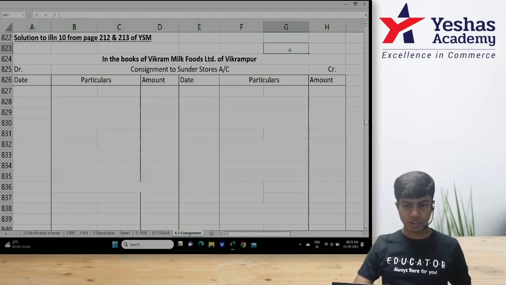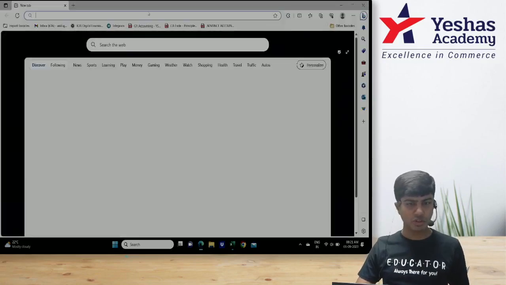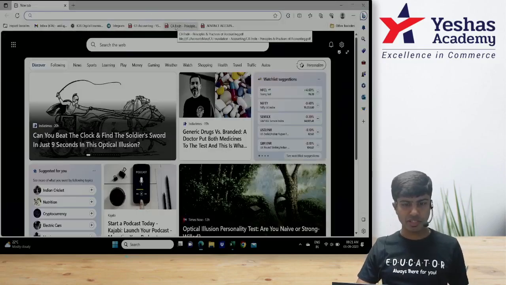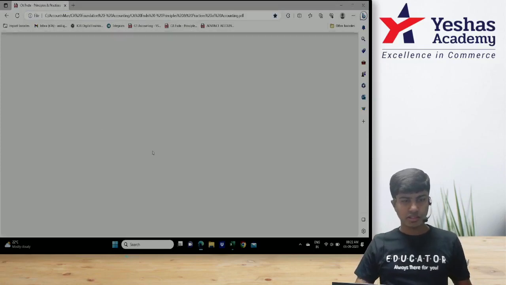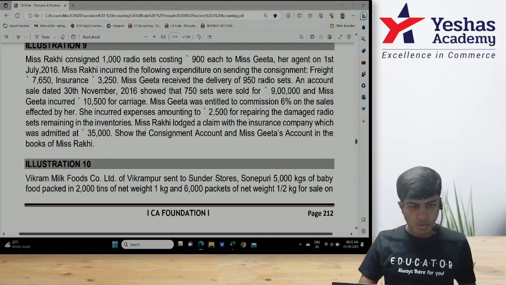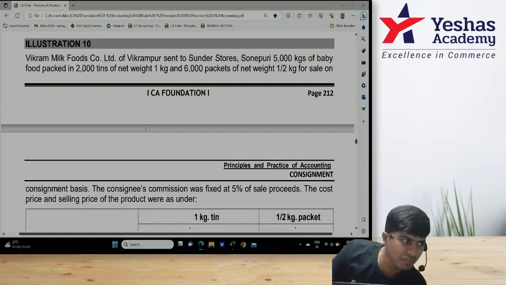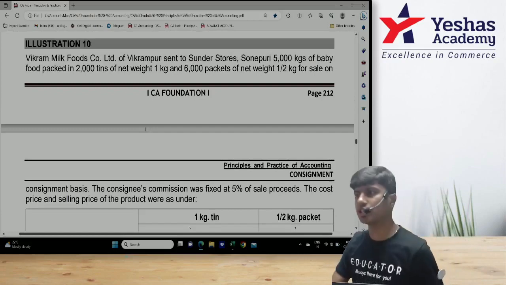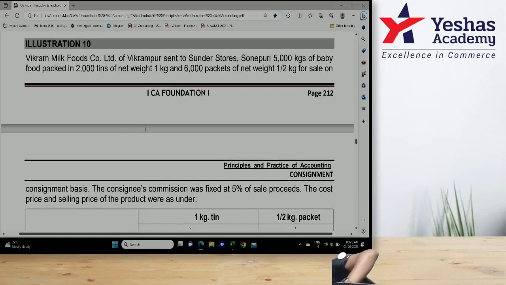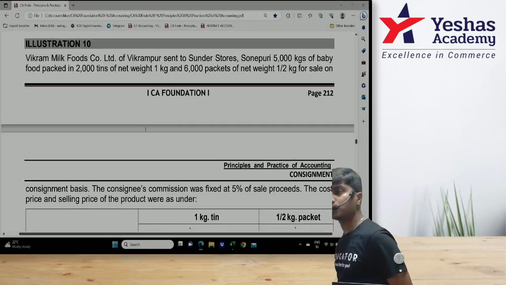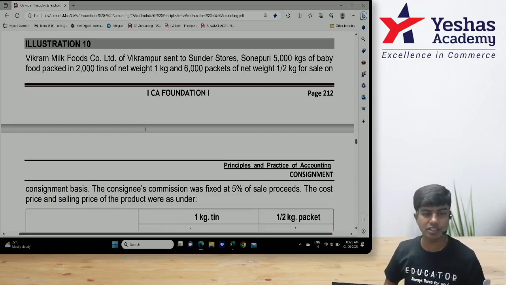So we did several questions on this. Let's do one more. Question number 10. You people should not find it unfamiliar or new; you should be very well versed with this. 10th one, Vikram Milk Foods. You know what is the uniqueness about this problem? There is more than one type of inventory. Till now there was only one type of inventory.